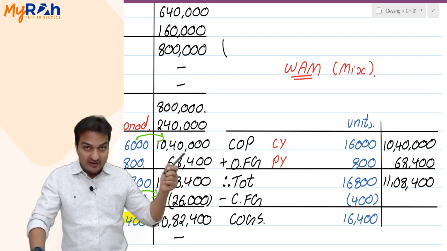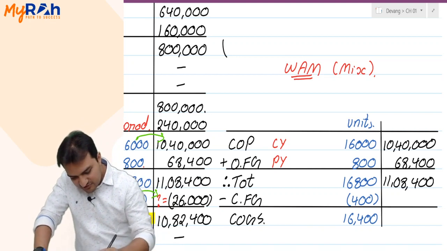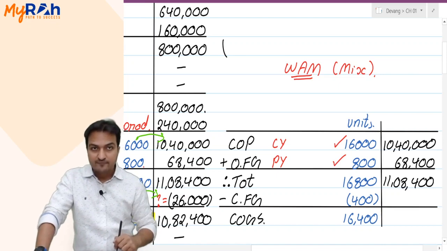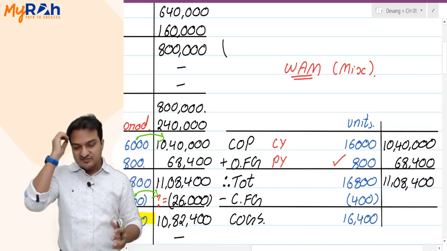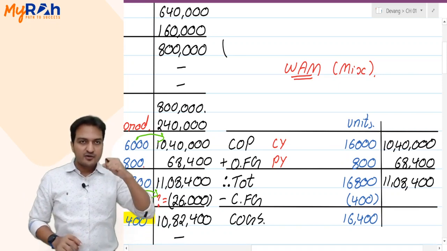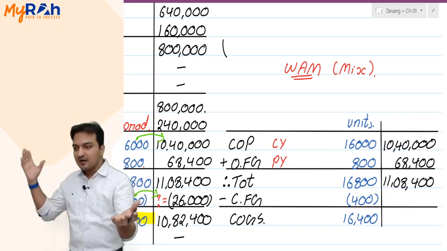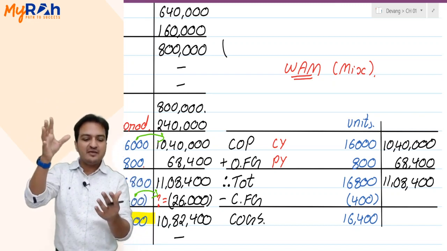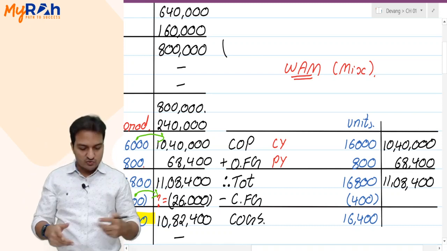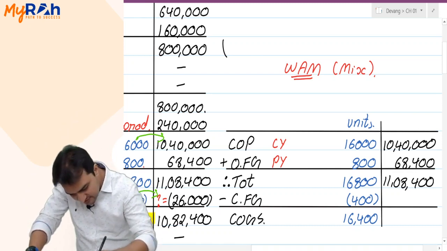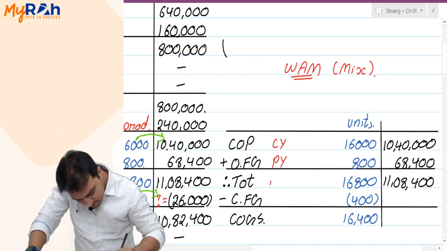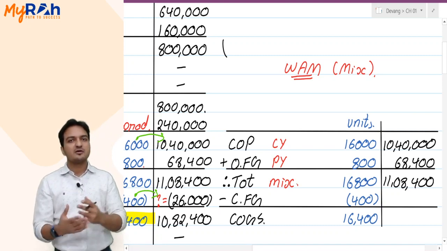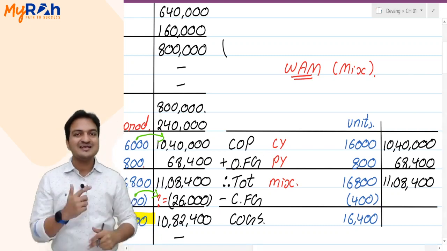So listen to this. In my example here, 16,000 units are the units of the current year, 800 were the units of the previous year. Imagine, just like the vehicle example, I already had 800 old units, plus I produced 16,000 new units, and these new units will be mixed up with the old units. So 16,800 is considered as my mixture of current year plus previous year, opening plus current year COP. Now this 16,800 is my mixture.